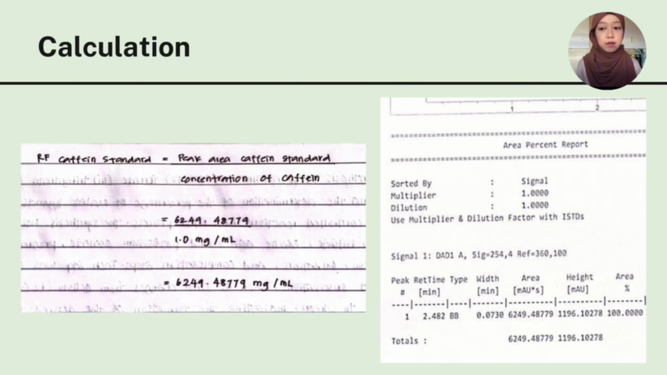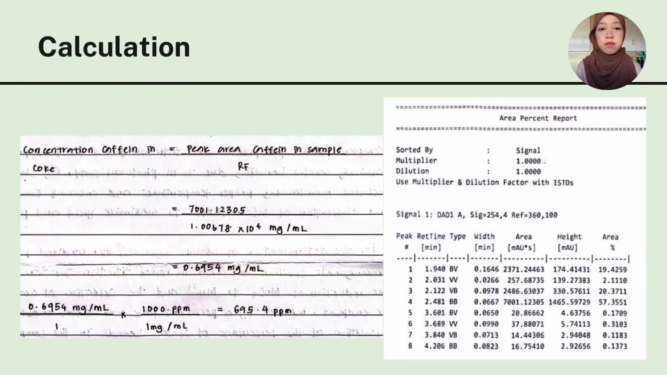To calculate RF in caffeine standard, we take the peak area of caffeine standard over the concentration of caffeine. Based on the graph, the peak area of caffeine standard is 6,249.48779 over 1 milligram per milliliter, which equals 6,249.48779 milligram per milliliter.